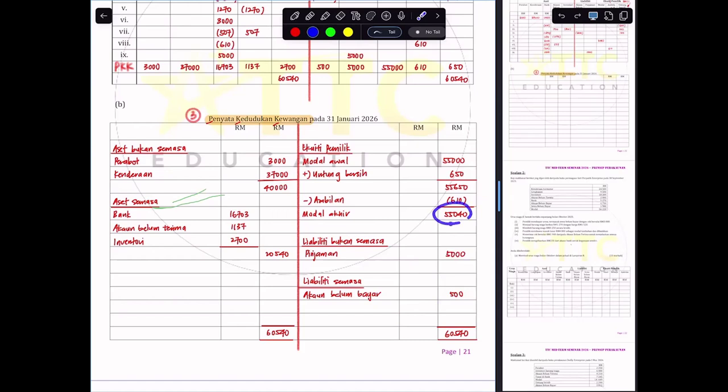Then total up your modal akhir, LBS, LS together, and make sure the total is the same for the left and right hand side again. And the tip is, don't copy this total straight away from the table here. Because in case you write or calculate anything wrong here, you will lose marks. So take this step to double check your answer also.